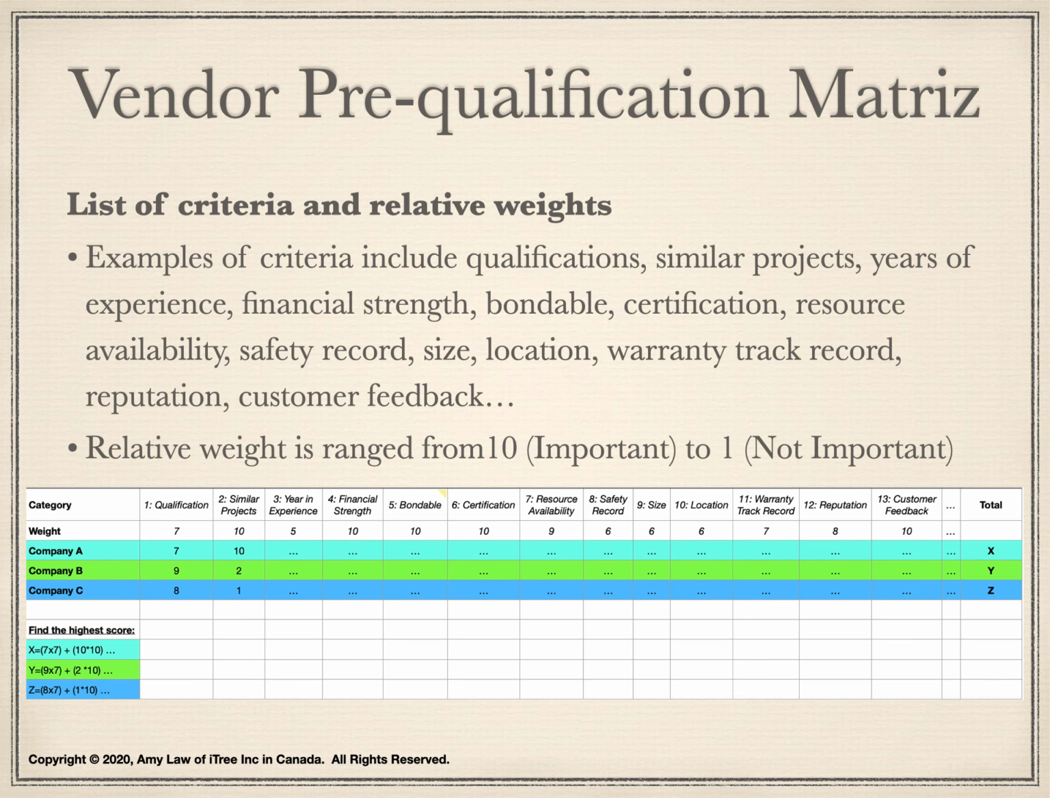reputation, and so forth. The weight can range from 1 to 10, with 10 being the most important and 1 being not important. Each seller will be compared on the same criteria and aims to get the highest score.